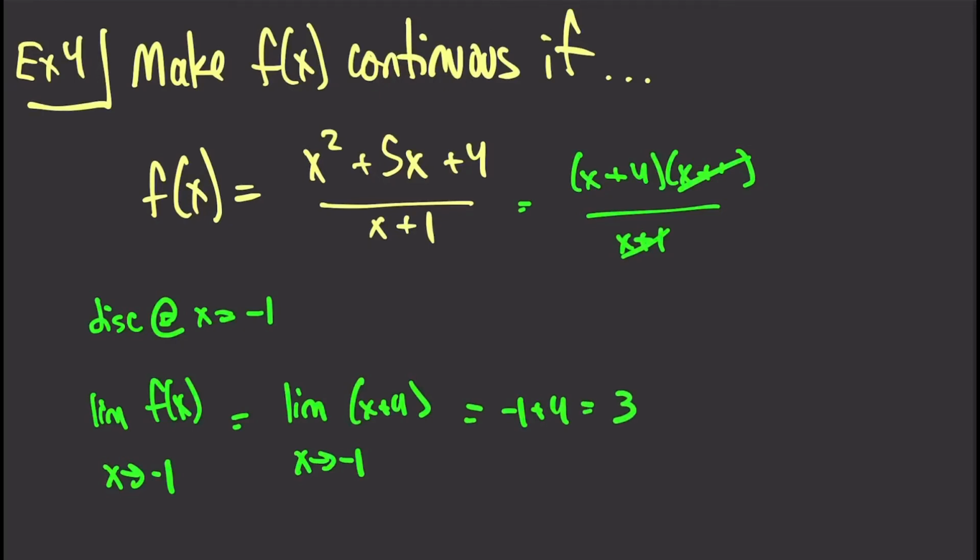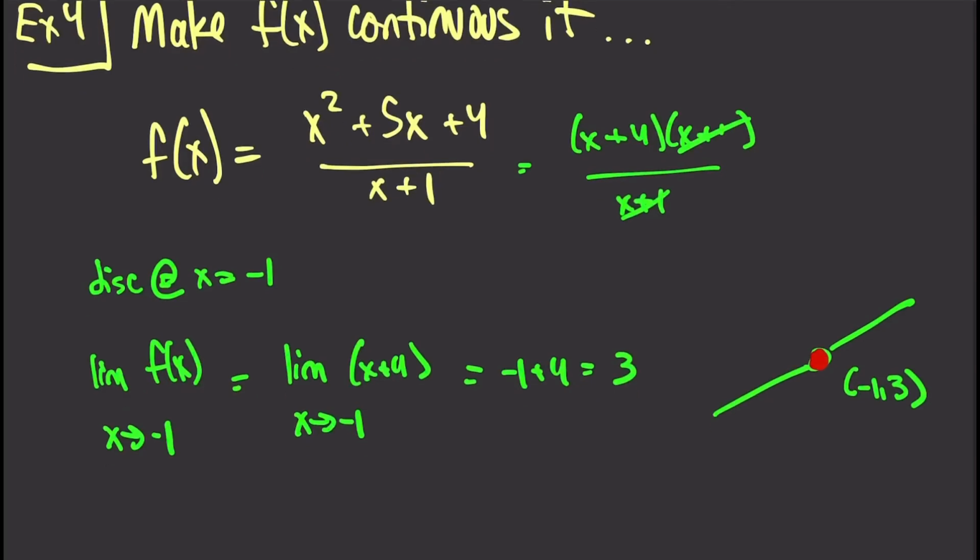So again, what are we saying? I have discontinuity when x is -1, but the limit exists. So visually, I've got something that looks like this. And I know this coordinate is (-1, 3). So what I need to do now is create a piecewise function that includes this part, and it includes a piece that will plug that hole.